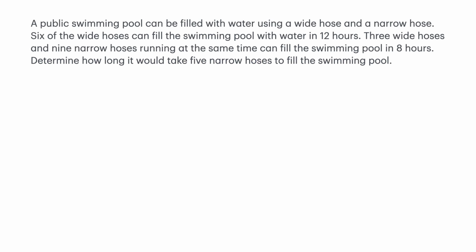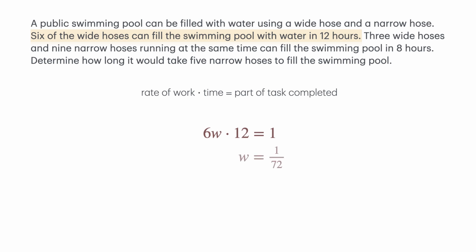So let's find the rate of work for an individual wide hose. We still use the rate of work equation, but rather than solving for time, we solve for the rate of work. Using the first combination of hoses, we can simply transfer this statement into our equation. 6 of the wide hoses is the rate of work, and they fill the entire pool in 12 hours of work. Simply solving this equation, the rate of work for an individual wide hose to fill the swimming pool is 1/72. To interpret this, it would take 72 hours for a single wide hose to fill the swimming pool with water.